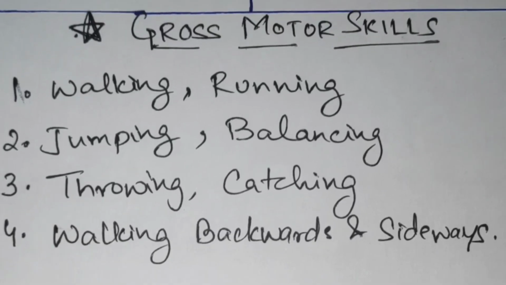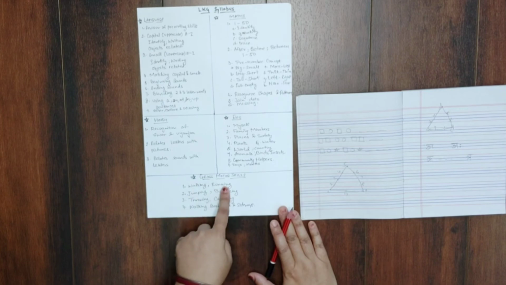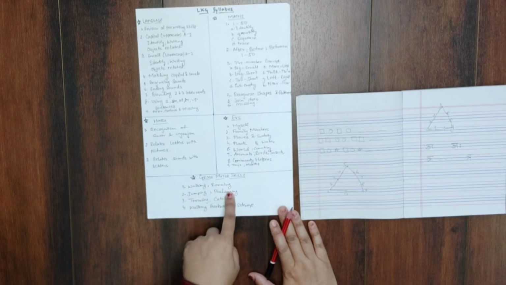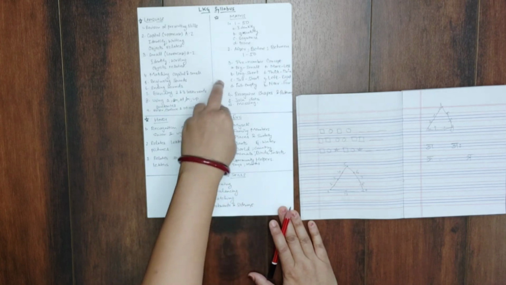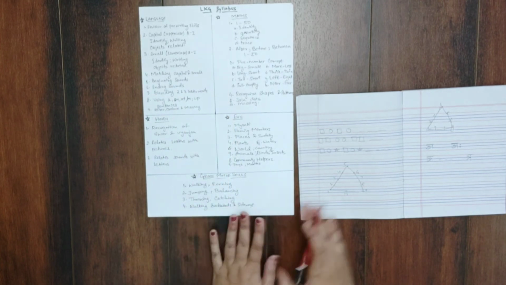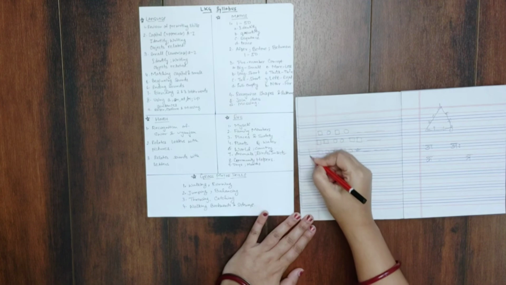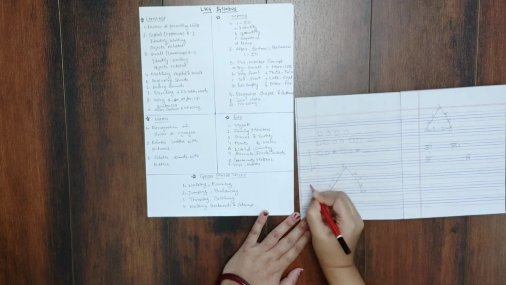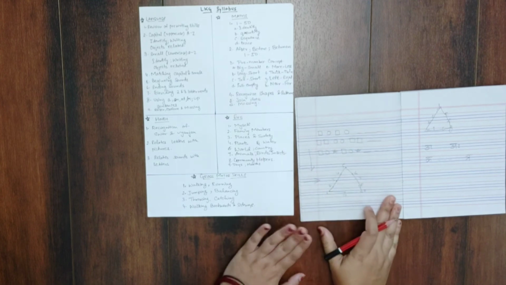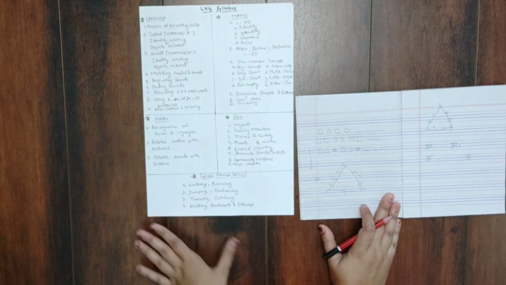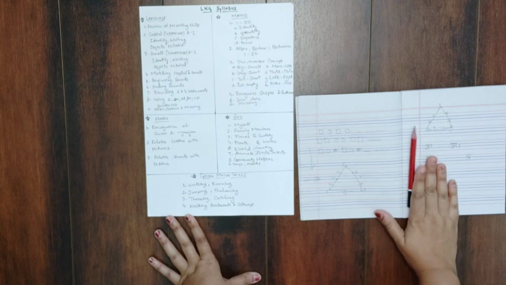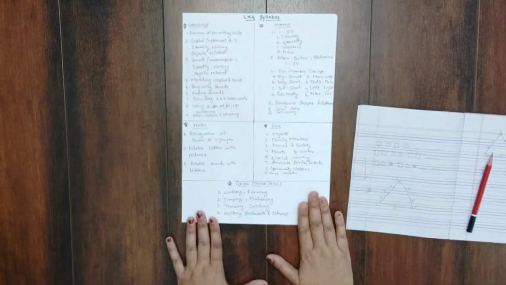So let's move on to our last section, which is gross motor skills. The first point is walking and running. They should be able to walk and run properly, along with jumping and balancing on one leg, or balancing properly on both legs when they are jumping. Third is throwing and catching the ball. They should be able to catch and throw the ball properly. Second is walking backward and sideways. They should be able to walk backward as well as sideways. I'll share one video with you regarding these gross motor skills as well.